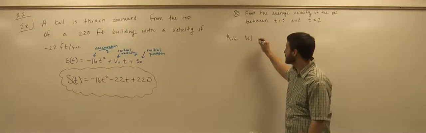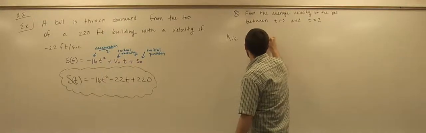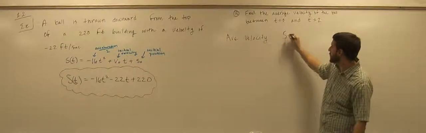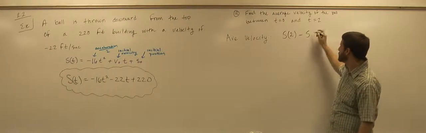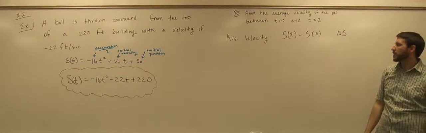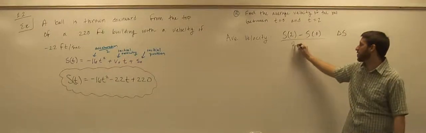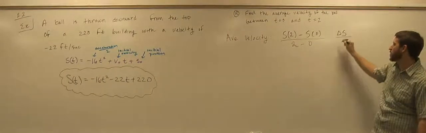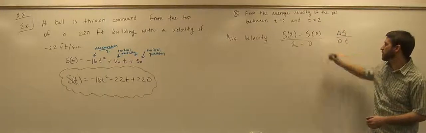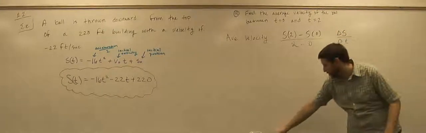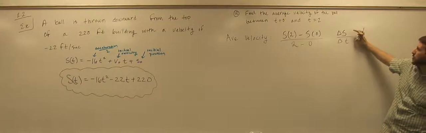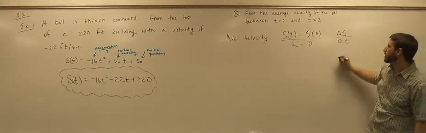So when you do average velocity, you take the position, the distance that you traveled, which you get by taking your final position minus your initial position. This is also called change in position, delta S. And you divide by the time that has elapsed, 2 minus 0, which is called change in time. So average velocity is a slope, and this is the shorthand notation for the formula. You do change in distance or change in position over change in time.